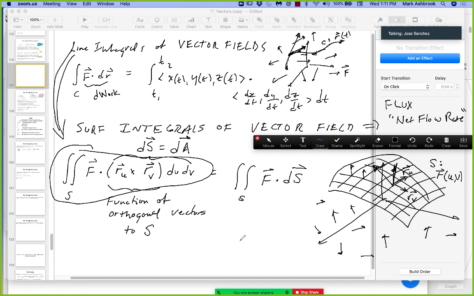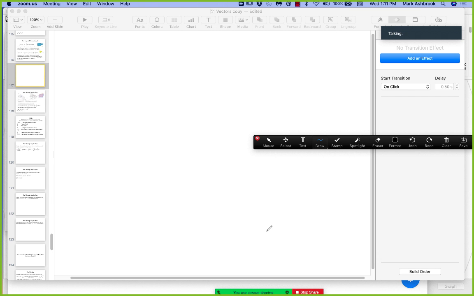Okay. But if you just want to think of it as the amount, don't get hung up on the rate part of it. If you just want to think of it as kind of the net flow through the surface, that's good enough for our purposes. All right. So let's take a look at this.